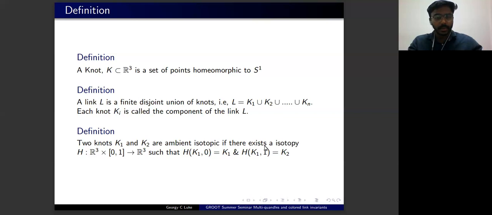And when we say two knots K1 and K2 are equivalent, they are ambient isotopic. Ambient isotopic is basically any kind of deformation we can do on a knot, bending, twisting, without breaking the knot. Mathematically, we can define the ambient isotopy as an isotopy h from R3 cross [0,1] to R3 such that h of K1, 0 is K1 and h of K1, 1 is K2. So it's basically deformation of knots in space without breaking the knot.